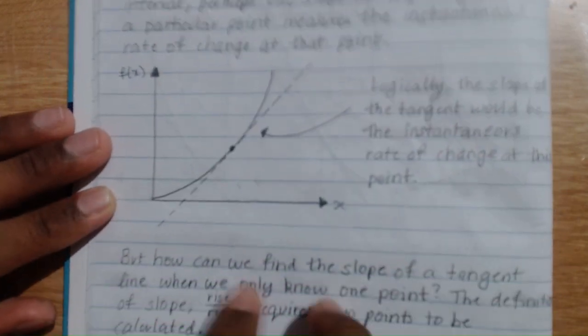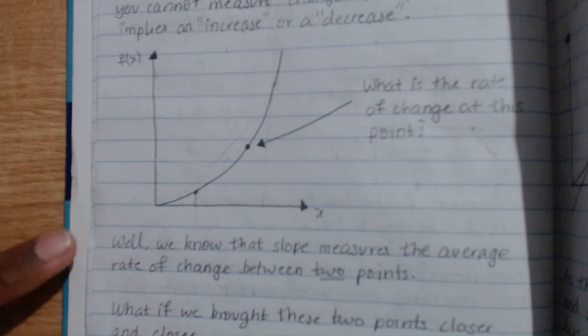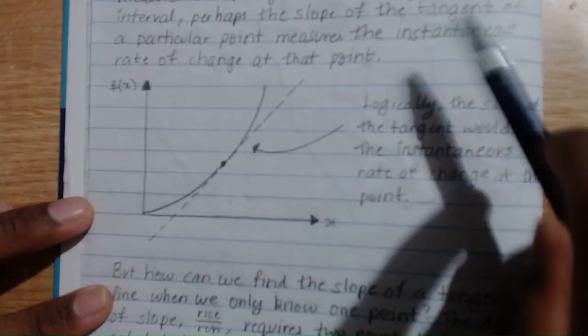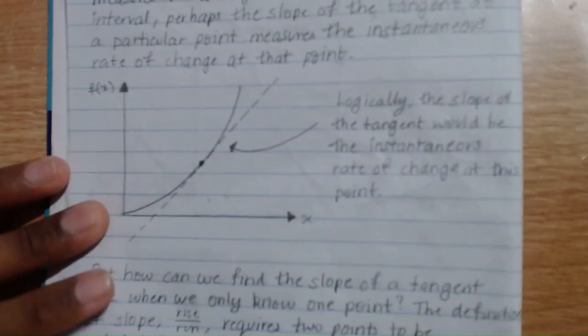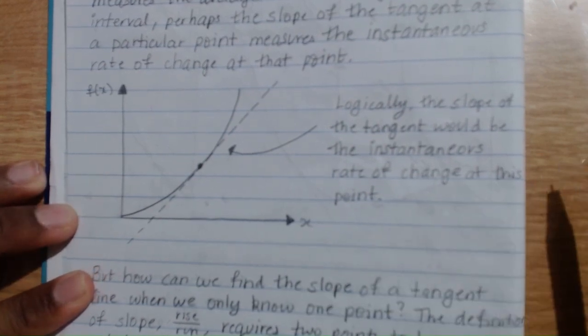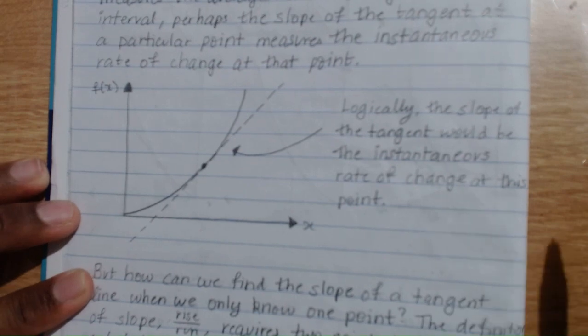So I have the graph here, that problem we were trying to solve, the instantaneous rate of change for that point. And I'm drawing the tangent line to the graph at that point. I've written here that logically, the slope of the tangent would be the instantaneous rate of change at that point.